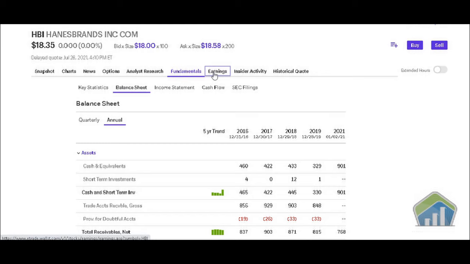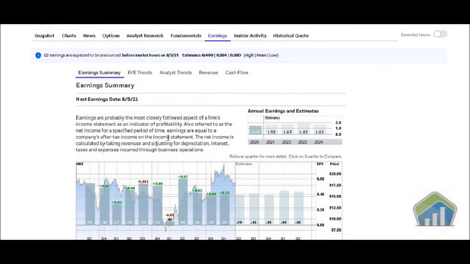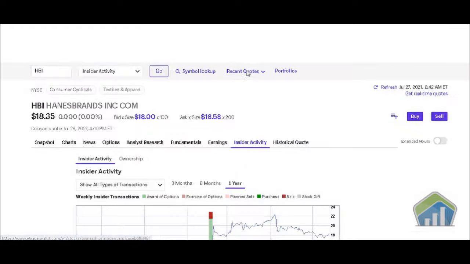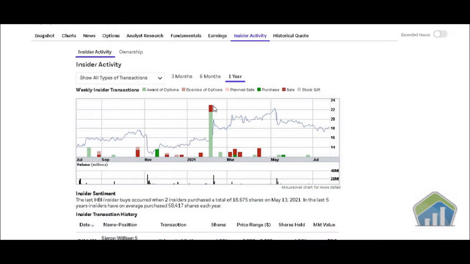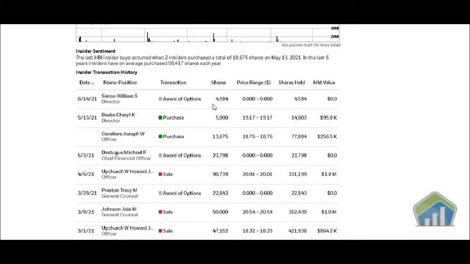And then we can move on to earnings. So you can see your earnings information. And even in earnings, we have PE trends, analyst trends, revenue, cash flow. We have insider activity. This is one of the areas that I actually really like looking at because it shows you, hey, what the insiders, the people that actually, like the directors and the different officers, CFOs, so on and so forth, what they're doing with their shares, right? Are they buying, are they purchasing, or they're awarded shares, options, so on and so forth. So you can see right here, award options, right?